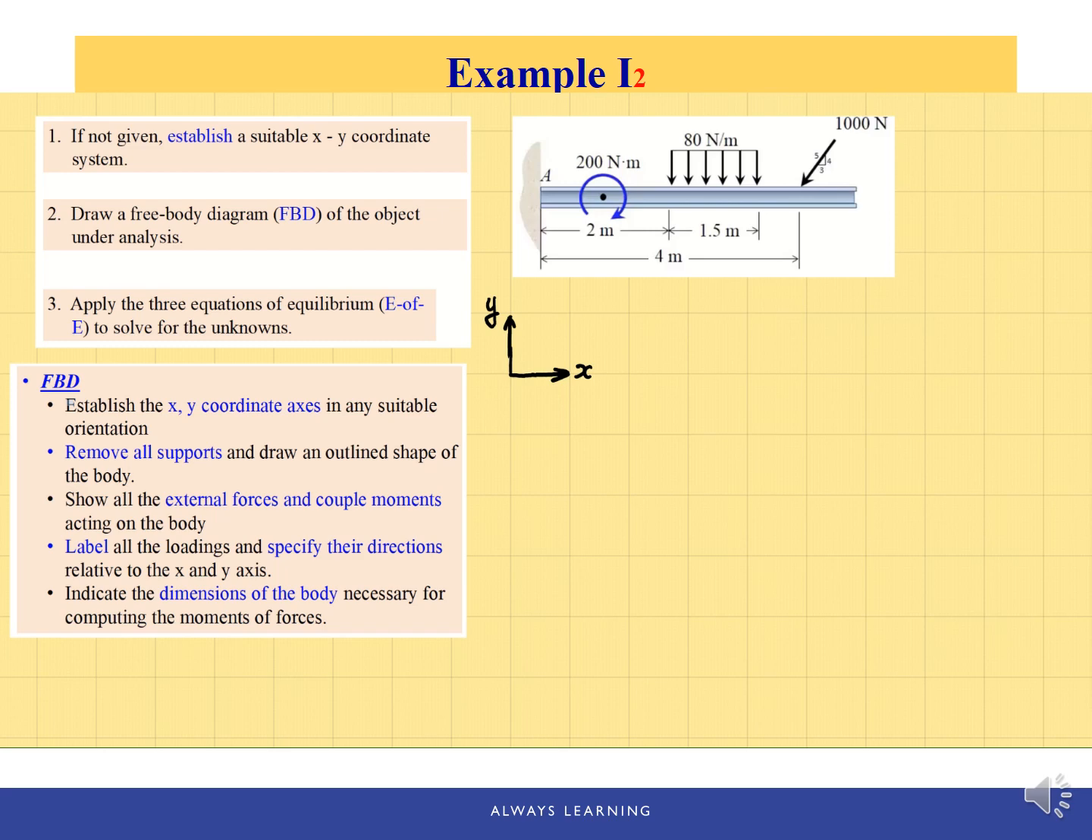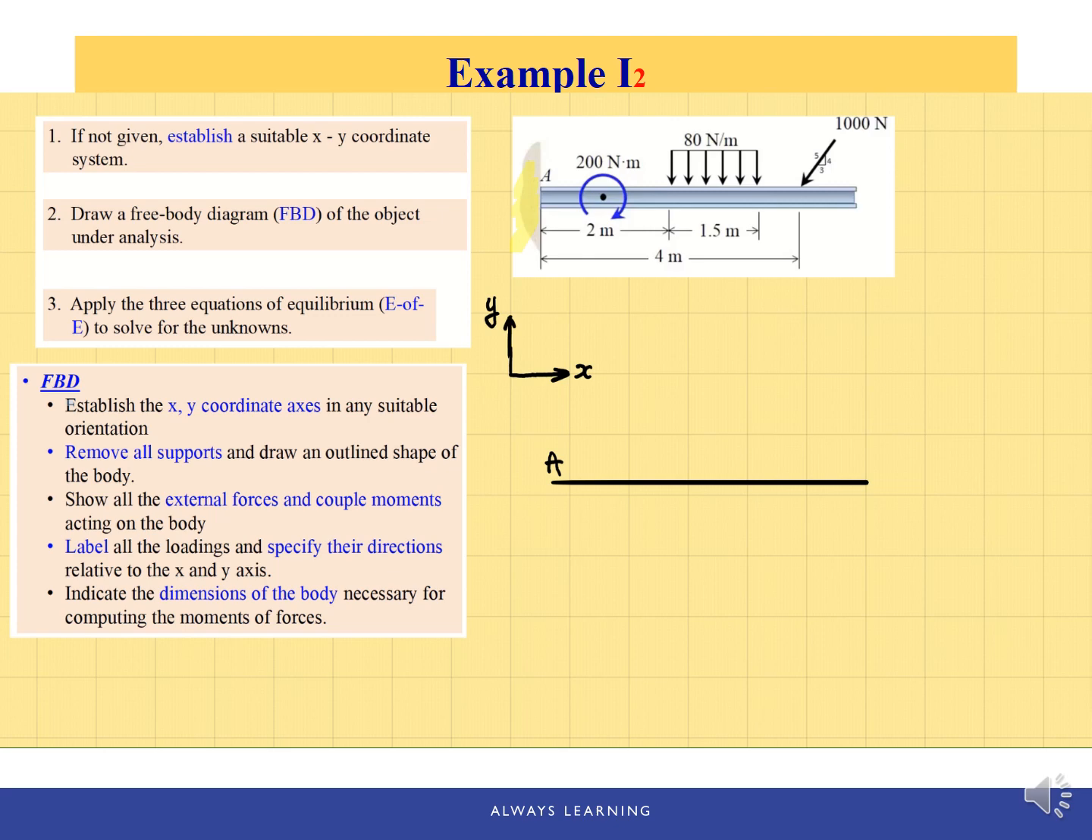And next, we're gonna remove all the supports and draw an outlined shape of the body. So keep in mind, we are drawing the free body diagram for this beam, and we're looking for support reactions from the wall. So we need to remove everything, all the supports from the beam. So we're gonna isolate the beam from this wall, but only place support reactions on the beam. So now let's draw the outline shape of the beam itself without the wall.